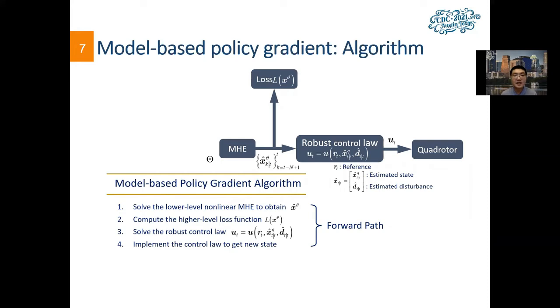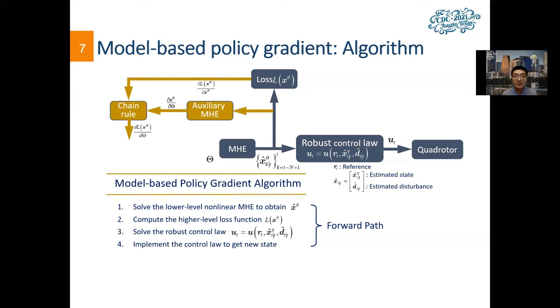With the analytical gradient, we developed the model-based policy gradient algorithm to train the DMHE directly from the tracking errors. In the forward path, given the parameter theta, we solve the MHE problem to obtain the estimate trajectory. Then we can compute the higher level loss function based on the trajectory tracking errors. Next, we solve the robust control law that takes the estimated state as a feedback and uses the estimated disturbance as a feed-forward term for compensation. After that, we implement the controller to get a new state.